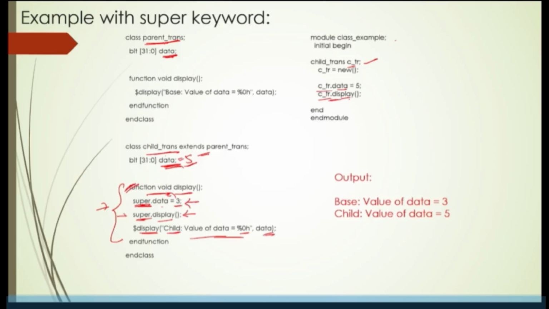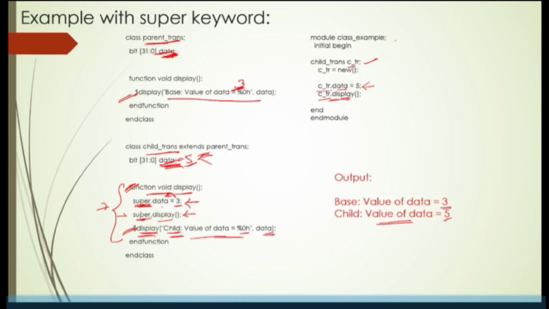So what is there within this display function? Within this display function, I am assigning the value for this particular data as 3 and then I am calling the parent display function. So what does the display function show here? Base value of data equal to 3. Why 3? Because I have already assigned this particular value as 3. And then the second display function, which is for child class data. For this child class data, I have assigned the value 5, so that 5 will be displayed.